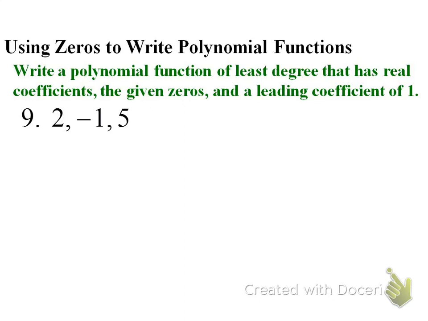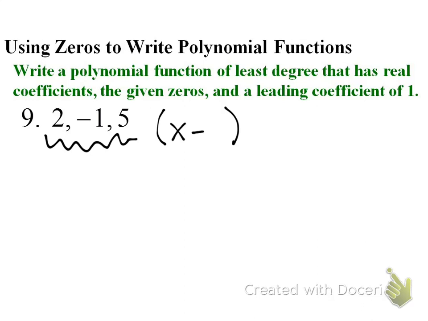All right, this is a different type of problem, but you will see it tonight in your homework. It says write a polynomial function of the least degree that has real coefficients, the given zeros, and a lead coefficient of 1. So they're basically saying, well, these are your answers. What was the problem? Well, let's kind of work backwards. How would you get an answer of 2? What binomial would you have to have?